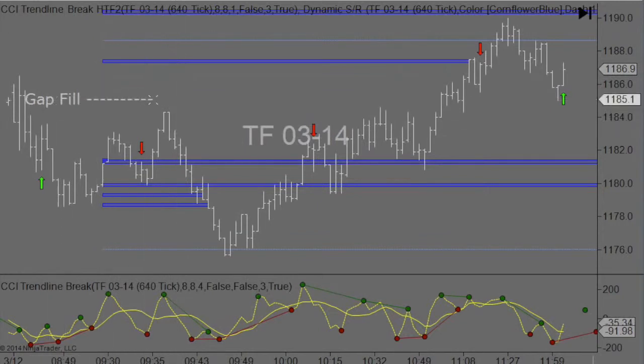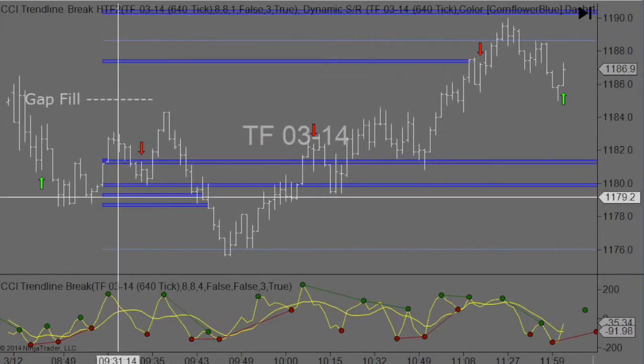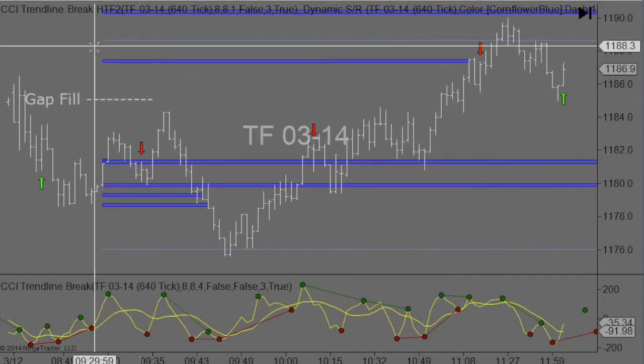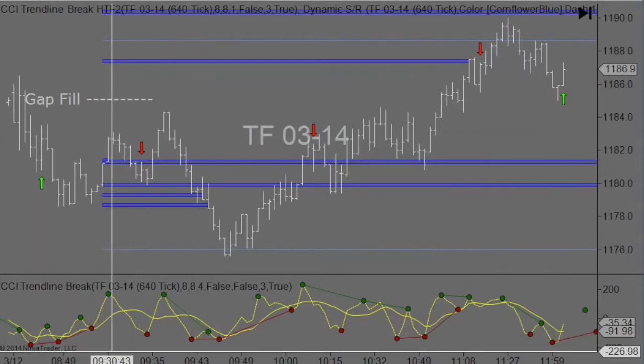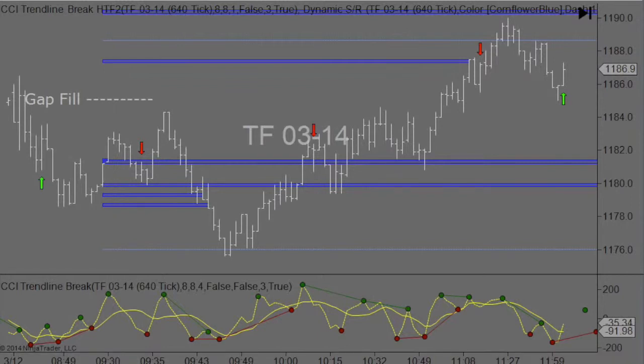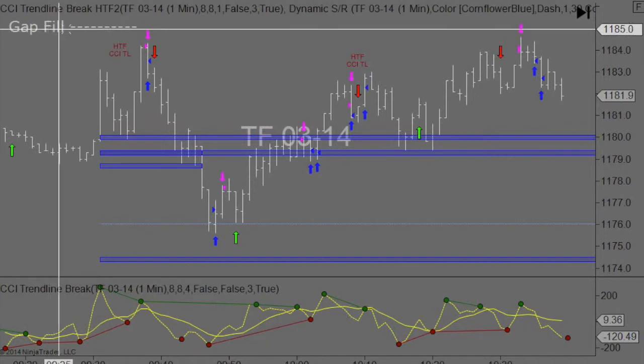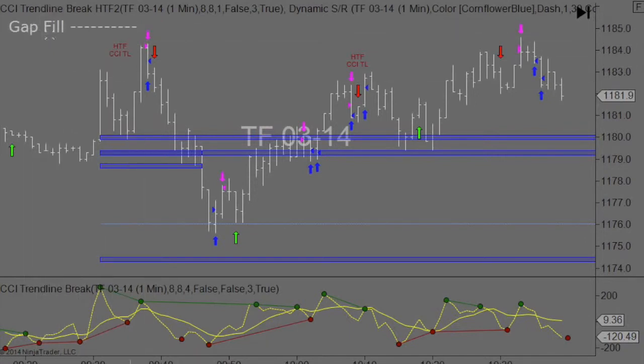gap fill, and one thing I like to do is work with lower time frame charts when I'm actually trading. So this is the 640 tick. It shows me the turns really nicely. I'll go to the 1 minute TF, which actually has my trades on it. Saw us approaching the gap fill, and I'll probably make this a part of the indicator. I drew this in manually, but it's a good thing to always know where these gap fills are.